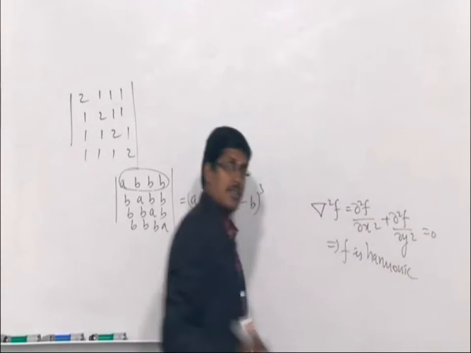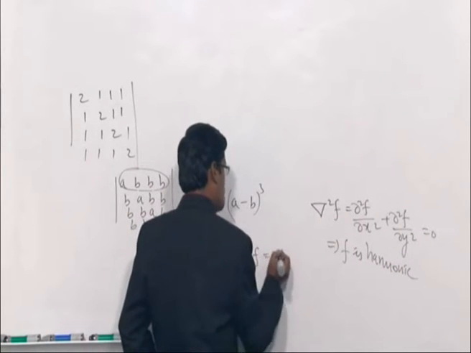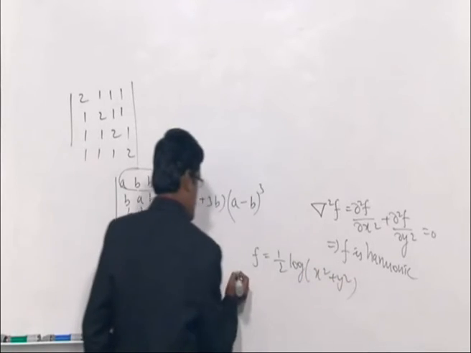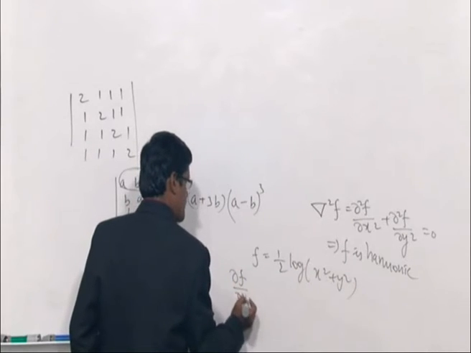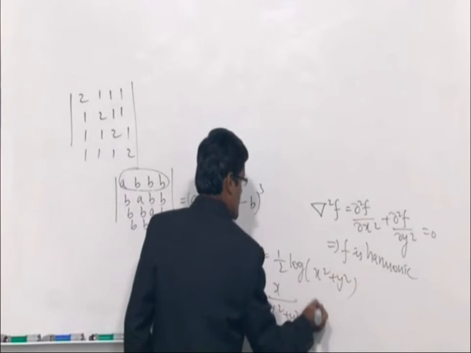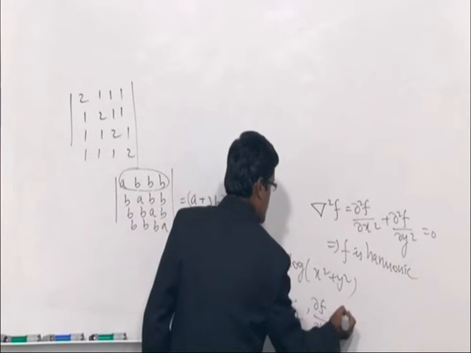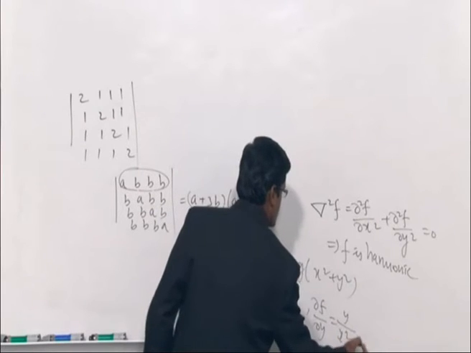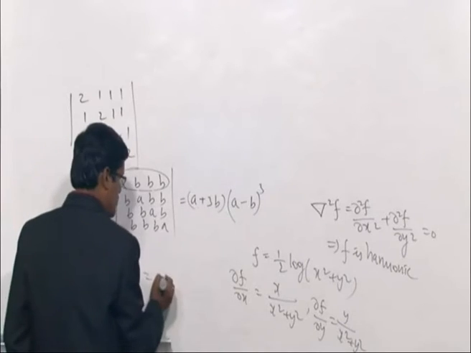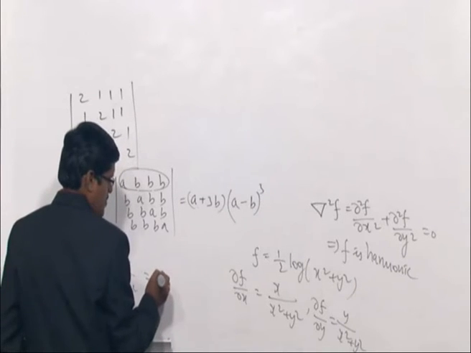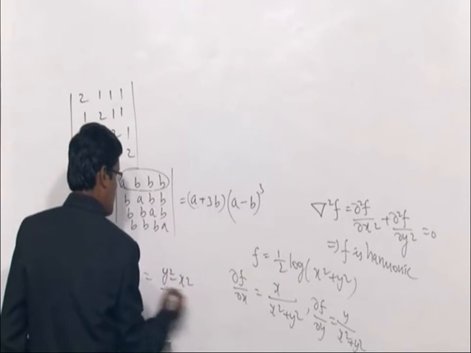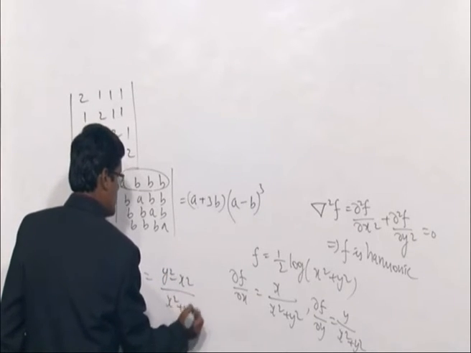Okay. Now what is the function given? f is equal to half log x square plus y square. So dou f by dou x becomes 2x, the 2 cancels, x by x square plus y square. Similarly, del f by del y, by symmetry, is y by x square plus y square. Dou square f by dou x square, using the u by v rule, becomes x square plus y square into 1 minus x into 2x, that is y square minus x square by x square plus y square whole square.